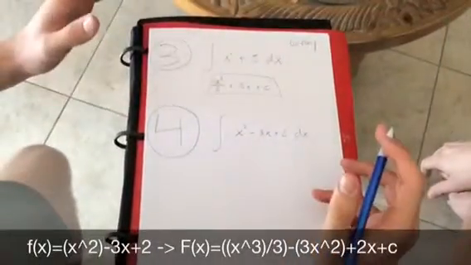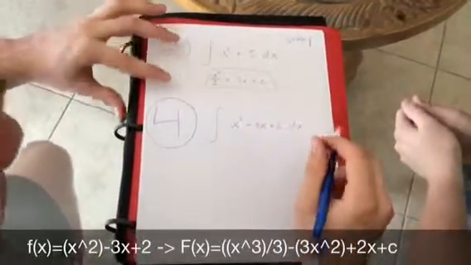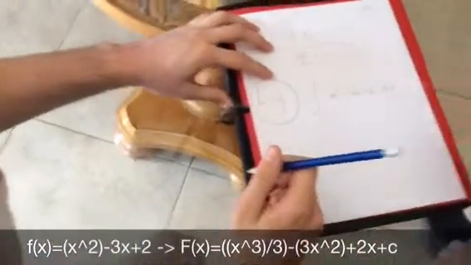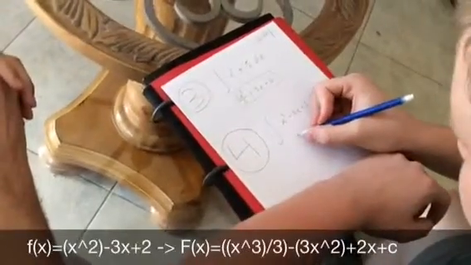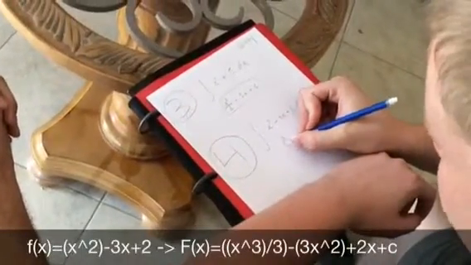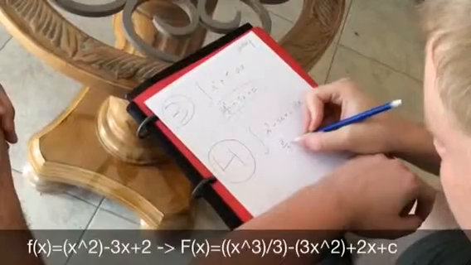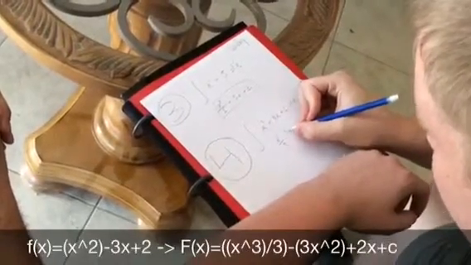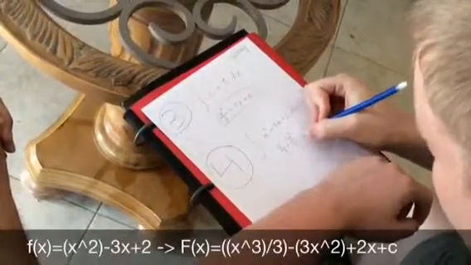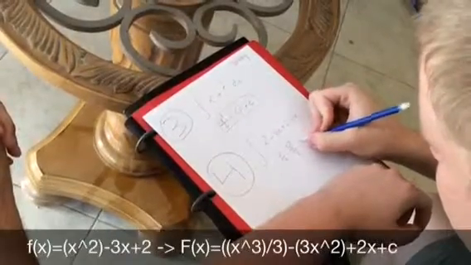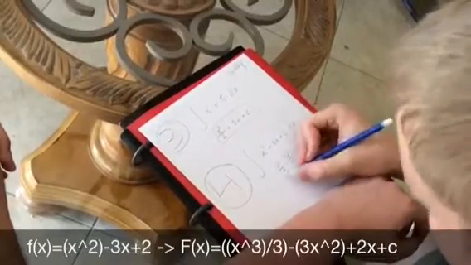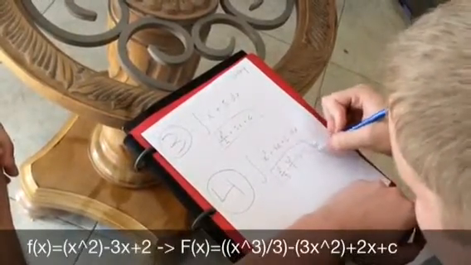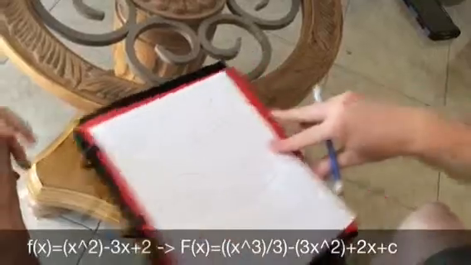Alright, Corey, so I got another integral for you. It's a little more complicated, so try it out. Alright. So it's going to be x cubed over 3 minus 3x squared over 2 plus 2x plus c. And that, I believe, is your answer.